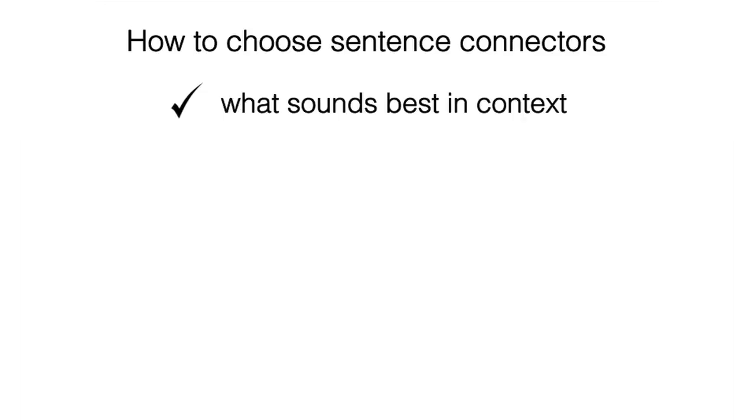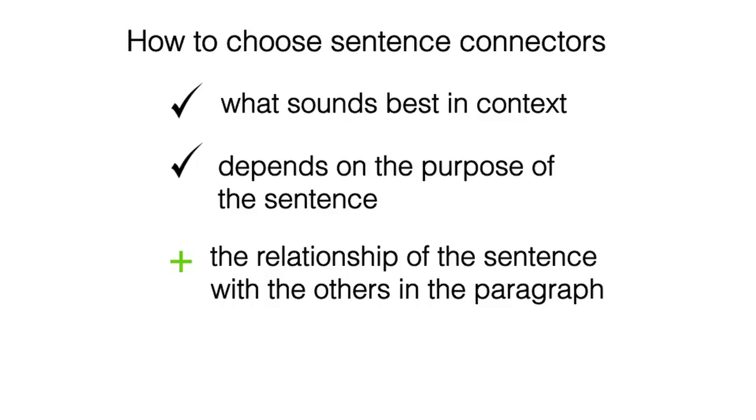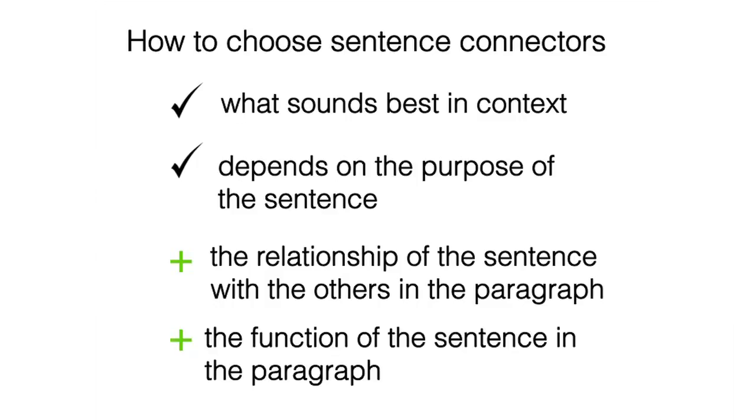When choosing sentence connectors, students said that one way is to read the sentence and choose depending on what sounds best in the context. Someone also said it depends on the purpose of the sentence. I would also go further and say that when choosing the most suitable sentence connector, you really need to think about the relationship of the sentence with the others in the paragraph and to consider the function of the sentence in the paragraph. For example, is it showing a cause and effect, a contrast, or a comparison? Sentence connectors are very important for good academic writing, so don't forget to use them.